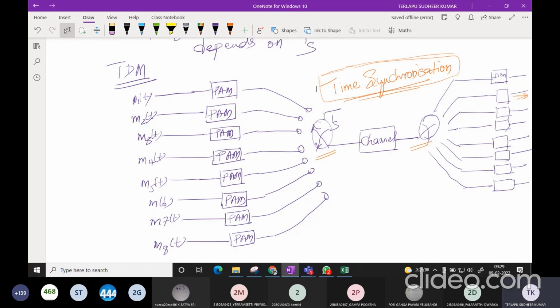Assume the number of signals to be transmitted is 10,000. So the delay comes into picture, right? Delay comes into picture. So it should not happen. So that is the disadvantage of TDM. The advantage is you can send any amount of bandwidth. That is the advantage.